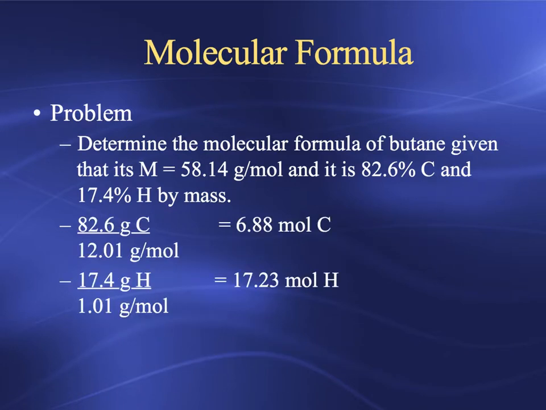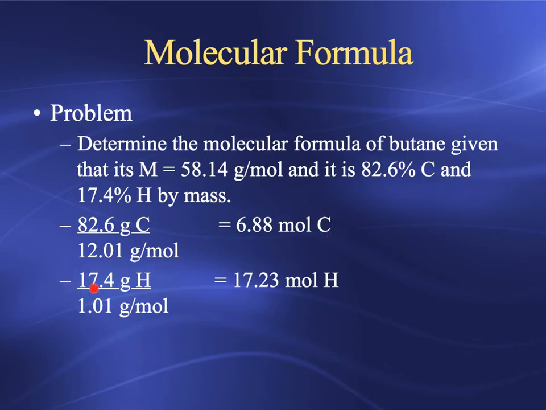Okay, so here we go. Determine the molecular formula of butane. It's just the problem right up there. If it's 82.6% carbon, we assume 100 grams of it, so that's 82.6 grams of carbon. Divide by the molar mass of carbon, 12.01 grams per mole, from your periodic table. You get 6.88 moles of carbon.